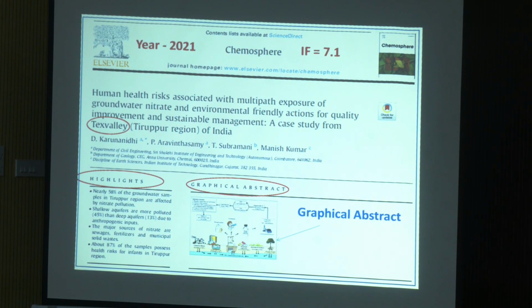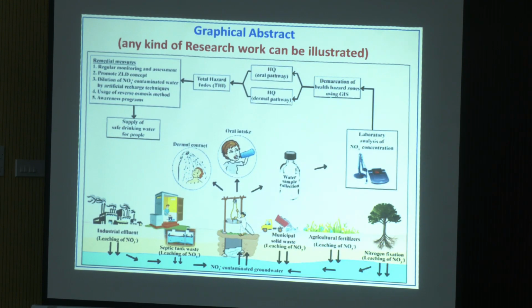Then another important thing, in some journals they will ask for this kind of graphical abstract. This is another way of presenting your data. In some journals like Nature, they will ask for this kind of graphical representation of your abstract. You have to clearly represent this abstract. Right, this is the abstract. By seeing this abstract, you have to explain everything. In many journals, they will be asking for this kind of graphical abstract.